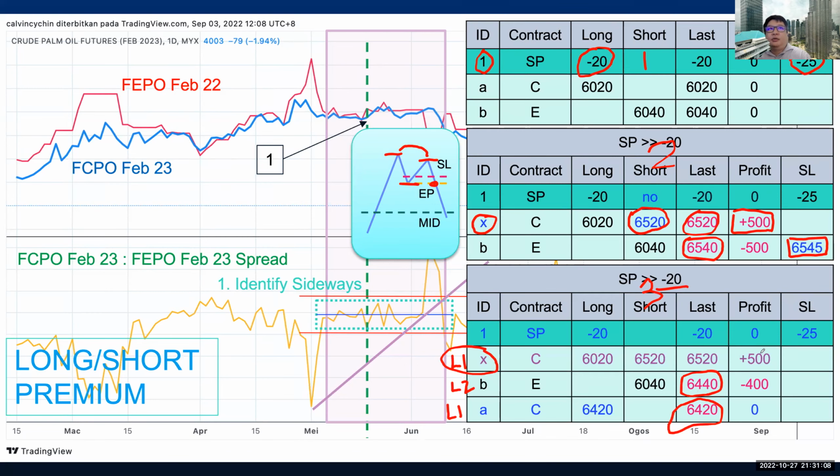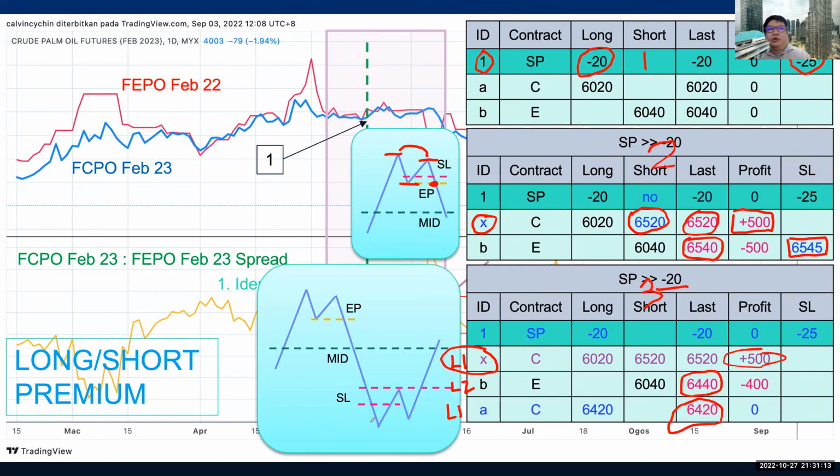Now we see another reversal point. Resistance, support, higher support, breakout. Then we see a reversal point here, so we recreate leg one. Right now it's 6420, so we buy one contract of FCPO, leg one. Then we reconstruct this spread. Once we have reconstructed this spread, we delete this stop loss and put in the spread stop loss, because it becomes a spread already.